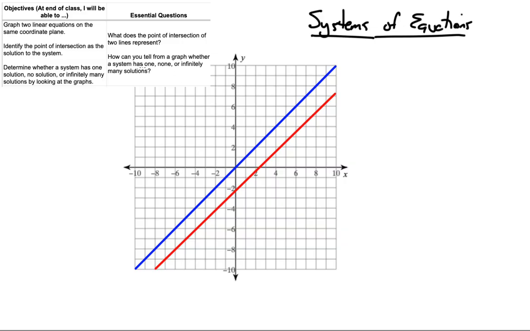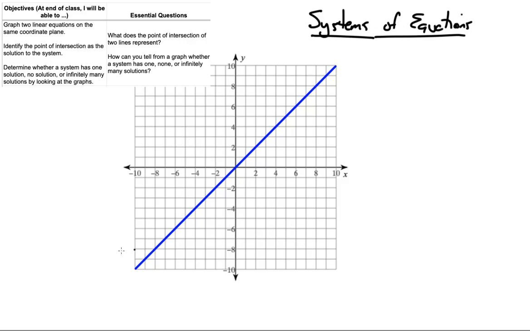So how do you tell if it has no intersections? If it has parallel lines, then you'd have no intersections. If it looks like this, I don't know, we'll draw one like this. Well, in that case, there is one intersection, and it's right there.